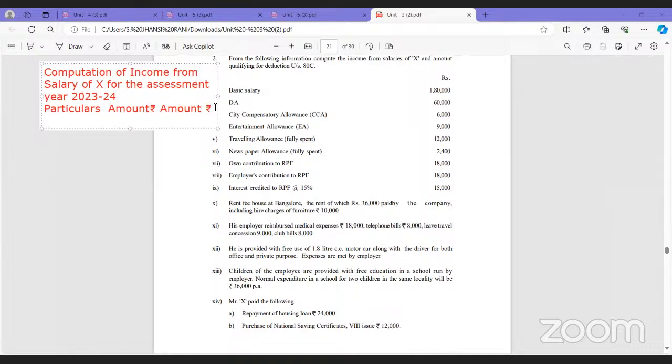Now under this, you have to remember the format. Under that, Roman number 1, salary. Next is Roman number 2, allowances. Next, Roman number 3, perquisites. Now under these three heads, we should be able to identify what will come under what. Basic salary comes under what? Under salary. So I'm writing it under salary, and the amount is 1,80,000.